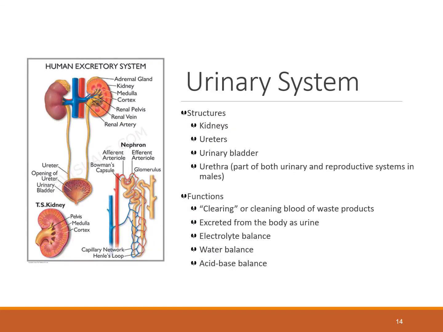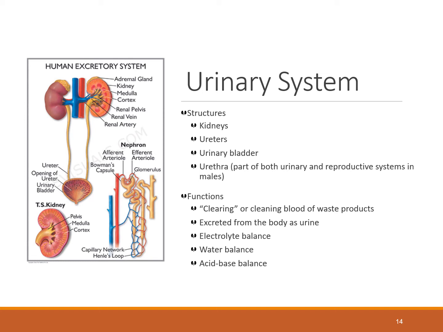The urinary system is comprised of the kidneys, the ureters, the urinary bladder, and the urethra. An interesting note is that the male urethra serves functions in both the urinary and reproductive systems, while the female is simply the urinary system. So the job of the urinary system is basically to clean the blood and excrete waste as urine.